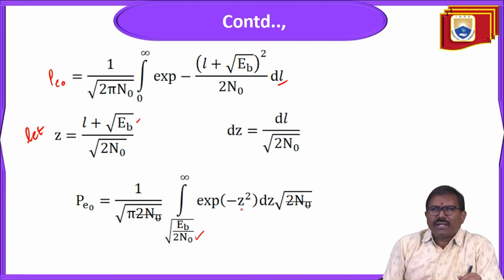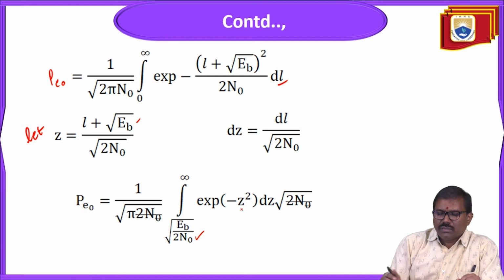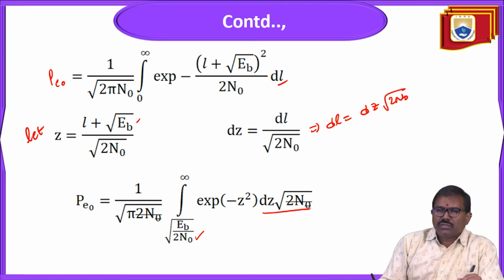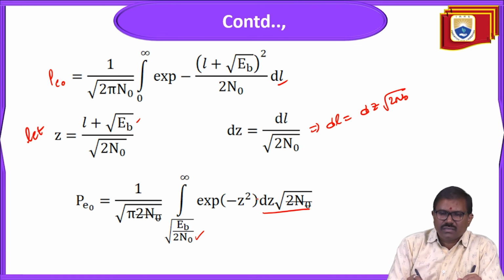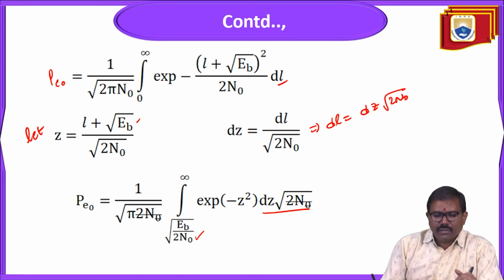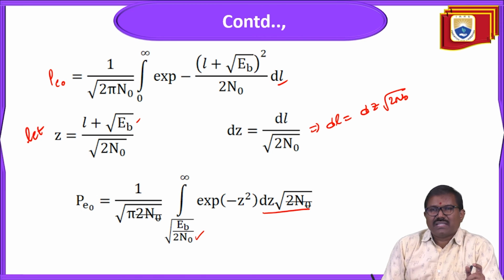And what is the dL value? dL is taken from here: dL is equal to dz times square root of 2 N0. Here I substitute this dL value. The numerator has square root of 2 N0 and the denominator also has square root of 2 N0, so these two cancel. What remains is 1 by root pi, integral from root Eb by 2 N0, exponential of minus z square dz.